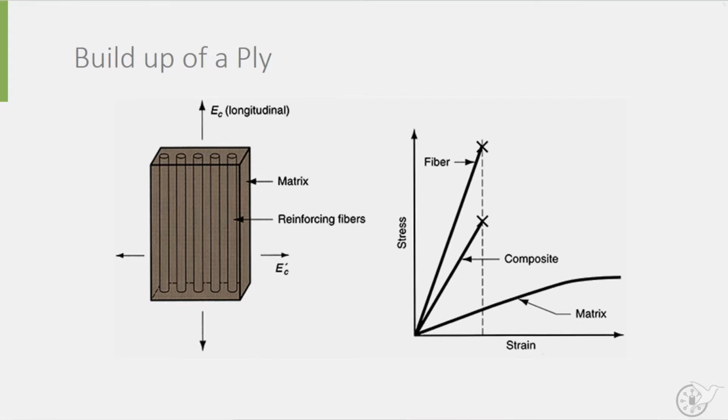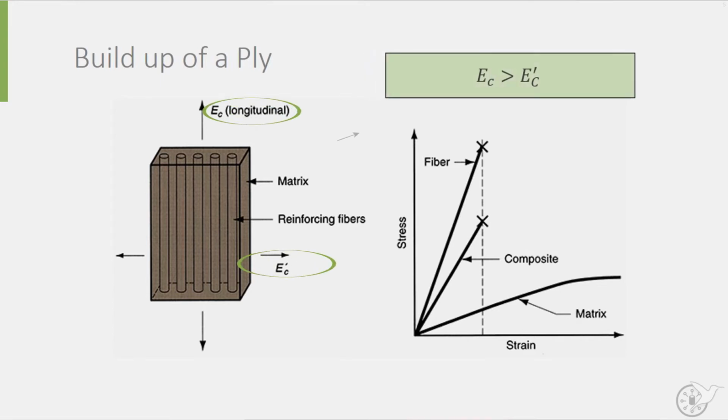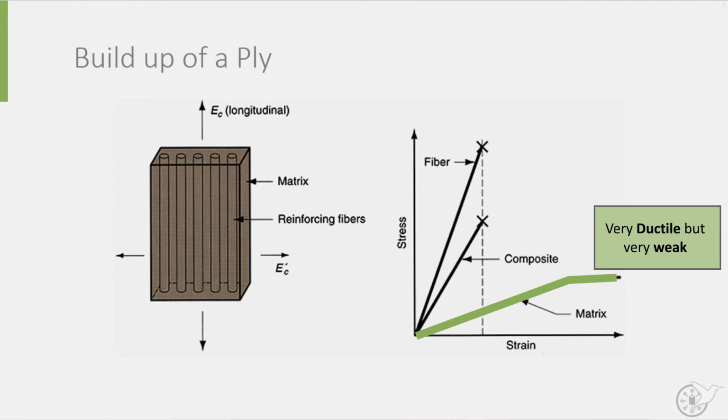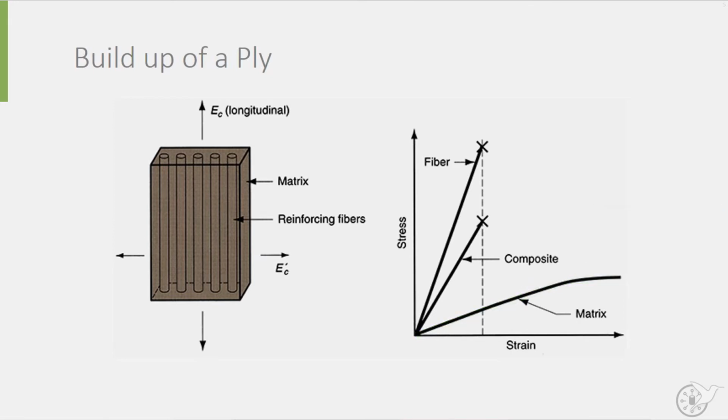With fibers predominantly in the 0-degree direction, it is now also easy to understand that the modulus of elasticity in longitudinal direction, E_L, is much larger than the modulus of elasticity in transverse direction, E_T. If we look at the stress-strain diagram, we can see three lines. The lower one is the curve of the matrix material, which is very ductile but not very strong.